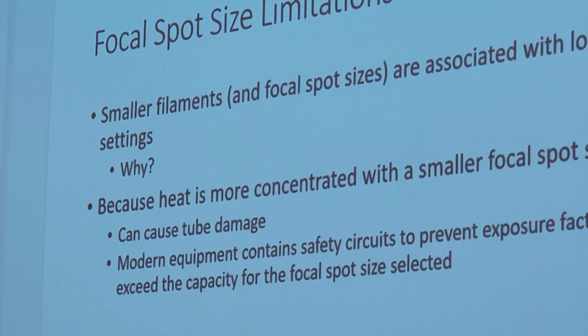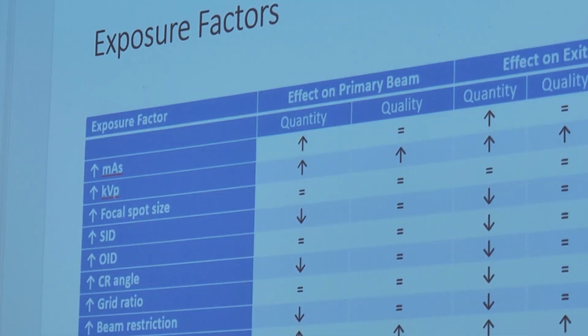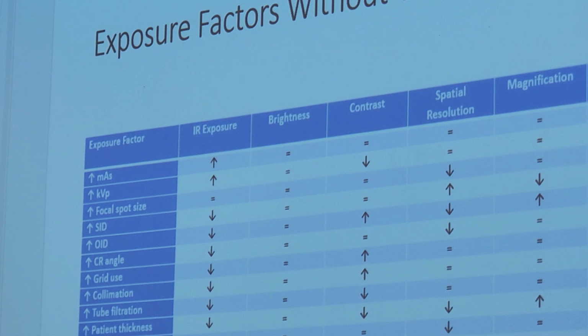So on this chart, the equal sign means it stays the same, no change. When you say the same, what do you mean by the same? No, this is not the same chart. This chart is about primary beam and remnant beam, right? So your primary beam, your secondary beam. And then the second chart here is about all of our other different factors: exposure, brightness, contrast, resolution, magnification, and distortion. Okay. All right.